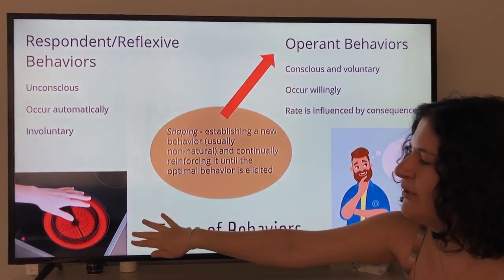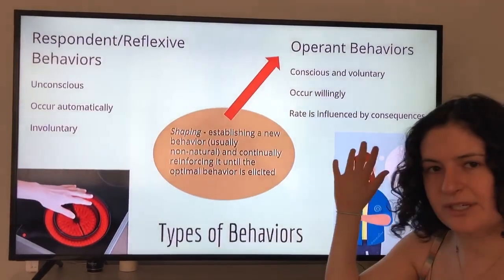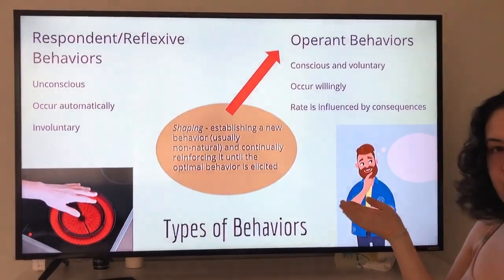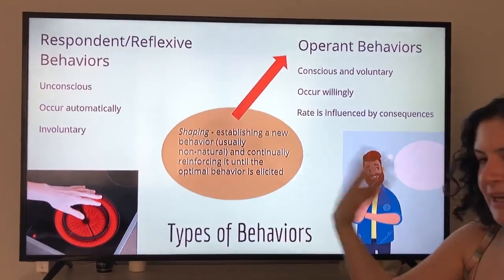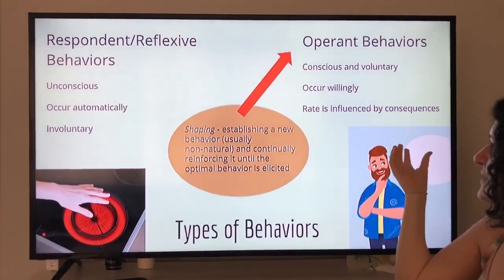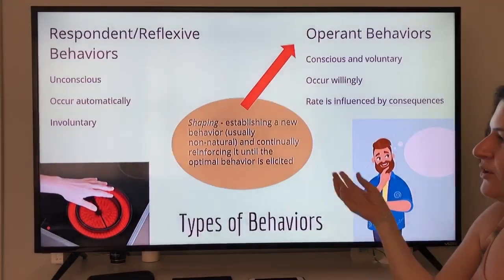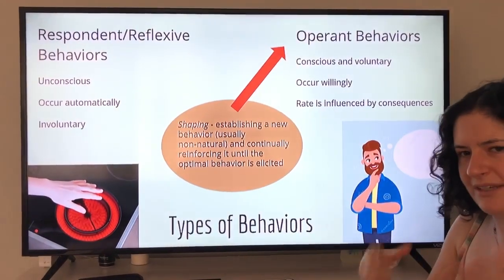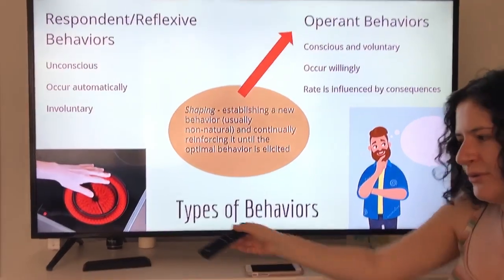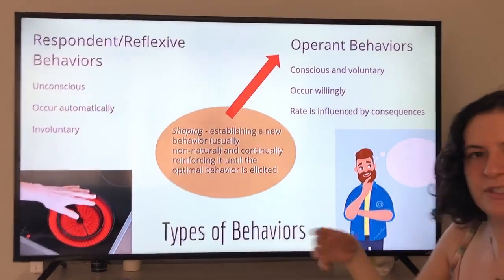So, for example, if you touch a hot stove, you're going to take your hand off very quickly so that you don't burn yourself. Versus operant behaviors, you can actually think, okay, I can do this behavior and I will do it. And the rate of operant behaviors is influenced by consequences. So this also relates to the concept of shaping. So this is establishing a new behavior that's not usually a natural behavior, such as pressing a button on a remote, and continually reinforcing it until the optimal behavior is elicited.